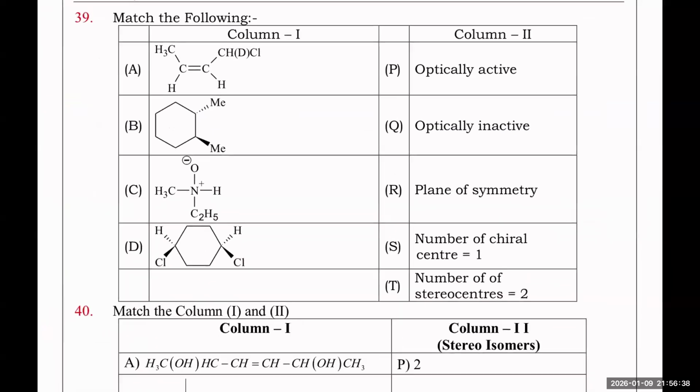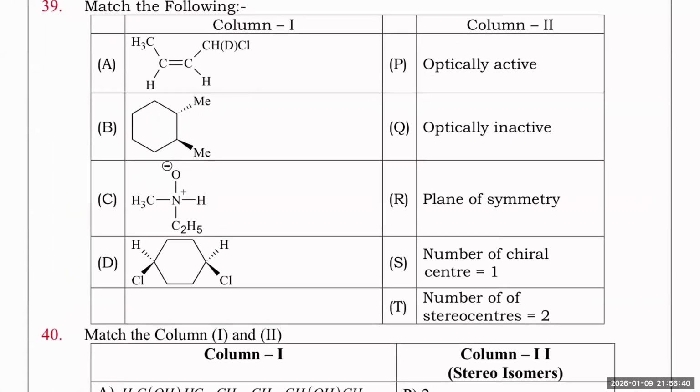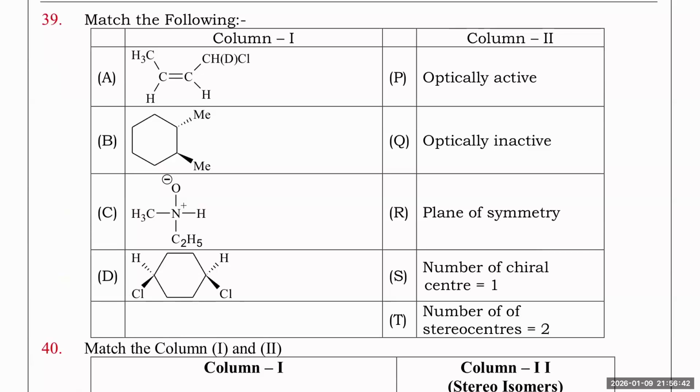Next. 39. Match the following, and we need to check which one is more appropriate in this case. Check out. First one. If hydrogen and hydrogen are on the same side, it is definitely going to be a cis molecule here. And second thing, this carbon has 4 different groups. That means it is a chiral center, so which makes it optically active.